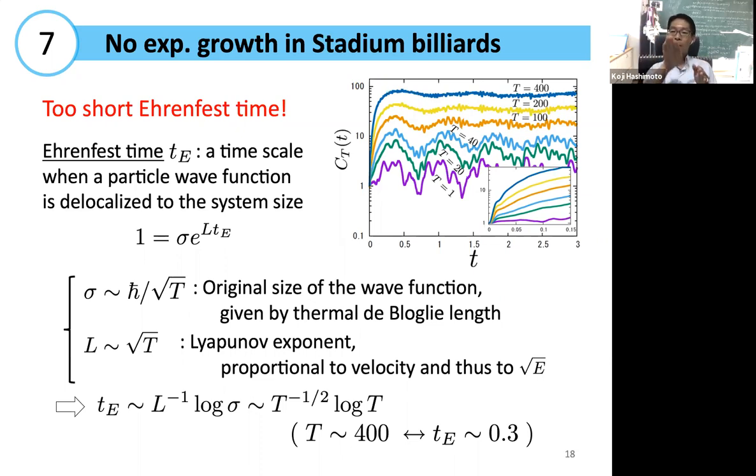If it reaches the maximal value of the OTOC, then of course, there is no way to go further. So exponential growth should be over there. So there is an upper bound for the time domain of the exponential growth.